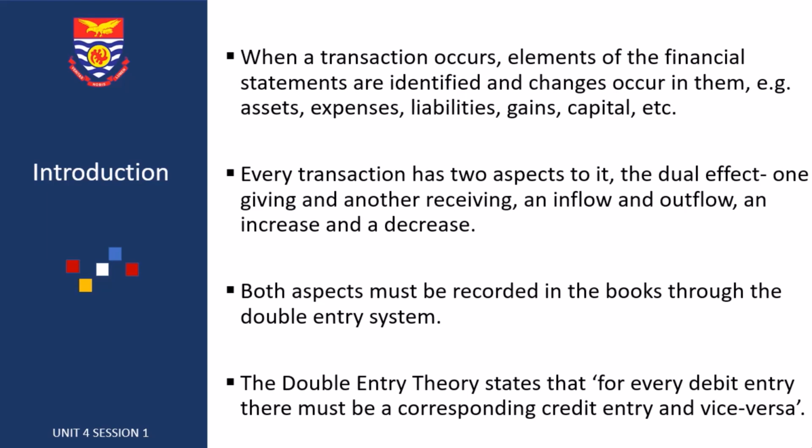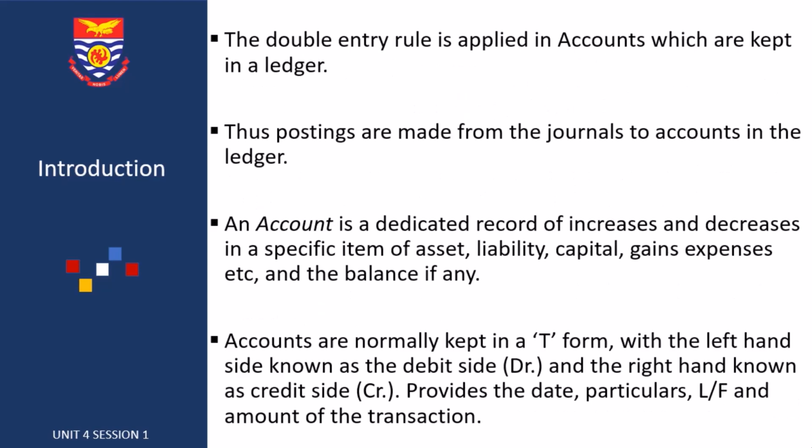The double entry theory states that for every debit entry, there must be a corresponding credit entry and vice versa. The double entry rule is applied in accounts which are kept in a ledger. Thus, postings are made from the journals to accounts in the ledger. Posting is simply recording transactions from the journals into the account in the ledger.